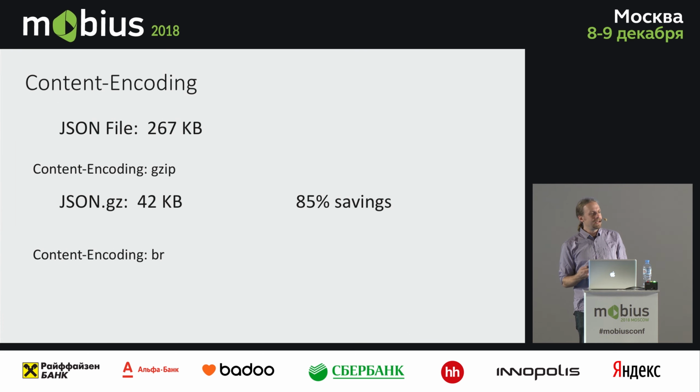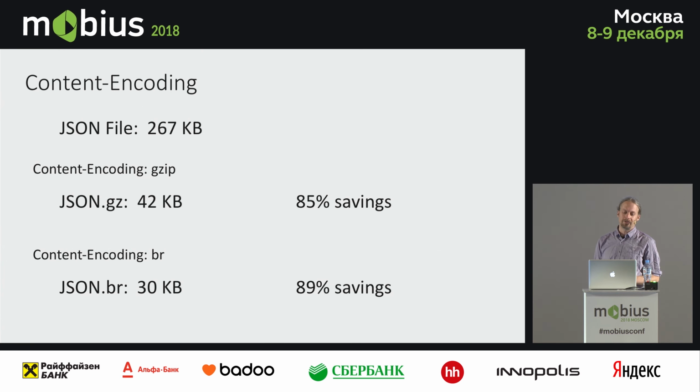If your file's static, you can go with Brotli, which is another compression algorithm, and it squeezes out a little bit more, another 4% of savings. You're down to 30 kilobytes. That might be another round trip. You may save a couple hundred milliseconds just by doing that alone.